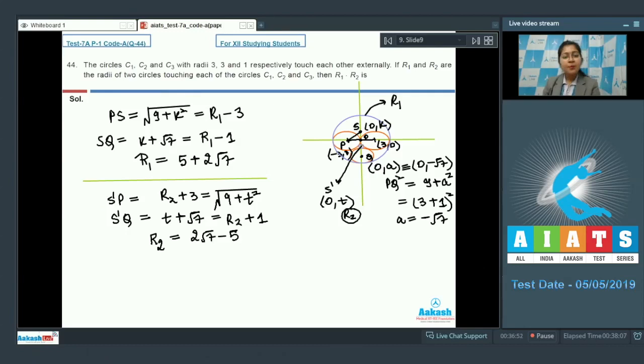So multiplying R1 and R2, we find the value will be equal to 4 times 7 minus 25, that is 28 minus 25, that is 3. So the answer of this question will be 3.